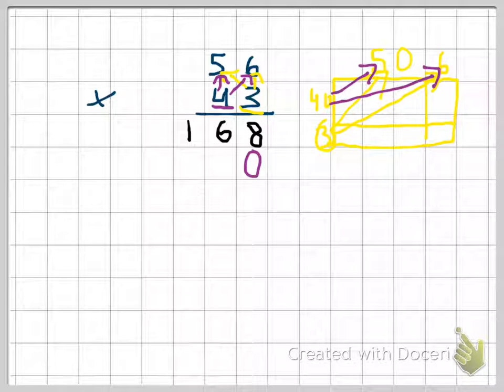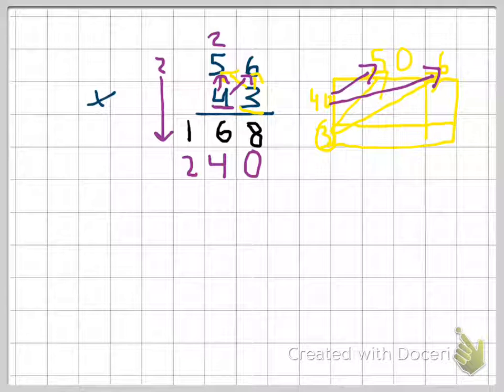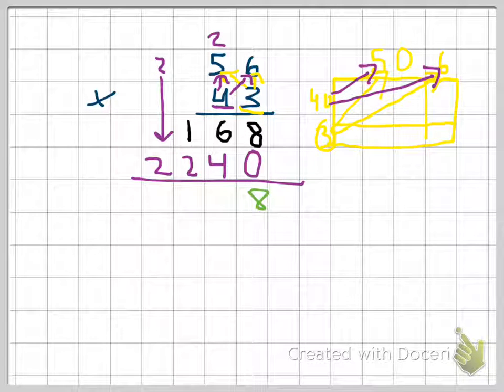Okay, now 4 times 6 is 24. I know that's 24 tens, but I put the 4 here, I carry the 2. 4 times 5 is 20. I add those 2 tens, 22. So 2, I carry the 2, and that puppy just drops. Okay, now I can add them. All right. 8 plus 0 is 8. 6 plus 4 is 10. Carry the 1. 2 and 4 and 2. Okay. So 56 times 43 equals 2,408.